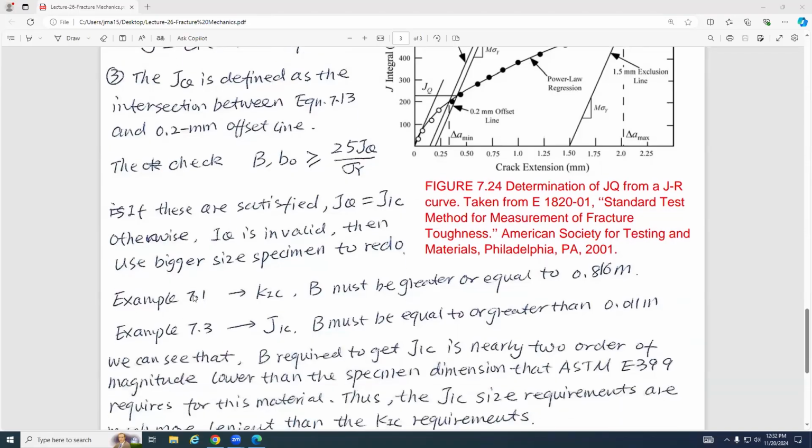Okay, so for ASTM E399 and E1820, E399 is for the KIC, and E1820 is for the JIC. We know JIC and KIC are different, so be very careful. We have very, very similar equations and inequalities, but they are different. There are two different sets of inequalities, one for the KIC, one for the JIC. If you are interested, you can browse the handout I gave you before, which talks about how to get the JIC.